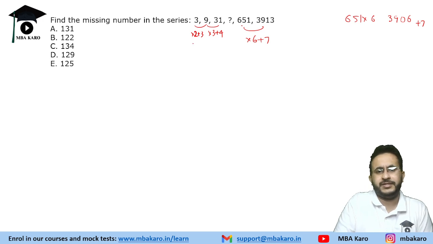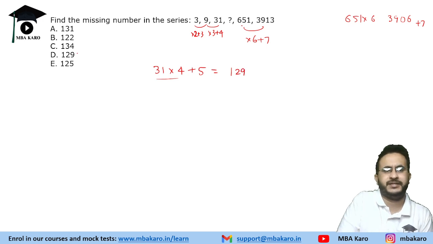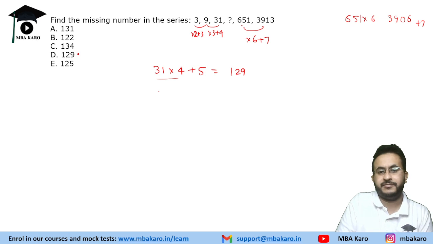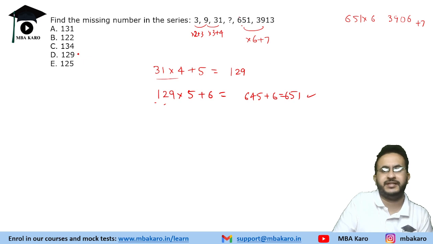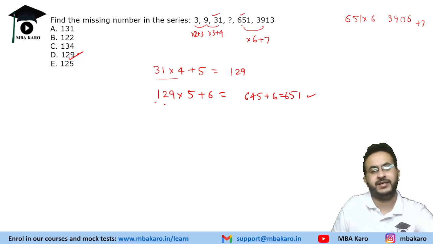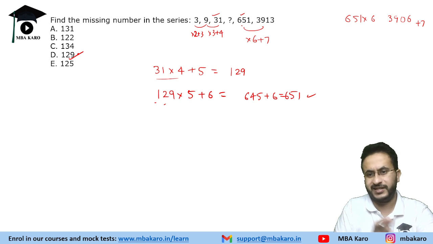So into 3 plus 4, then 31 into 4 plus 5. 31 into 4 is 124 plus 5, 129, present in the series. Next, 129 into 5 plus 6. 129 into 5 is 645 plus 6 is 651, which is already present in the series. So this is present, this is present. Hence the missing number is 129. So this is the logic.